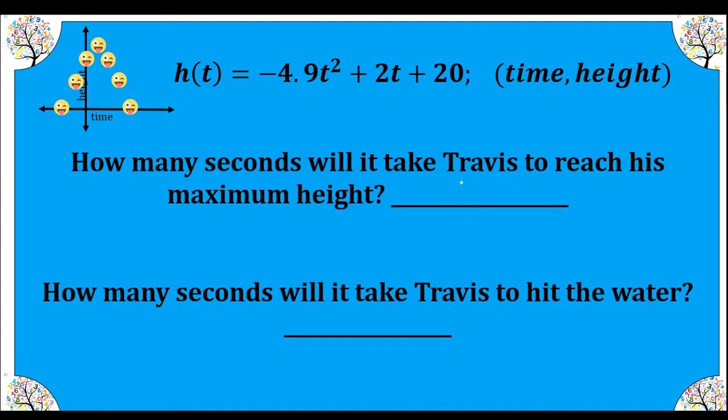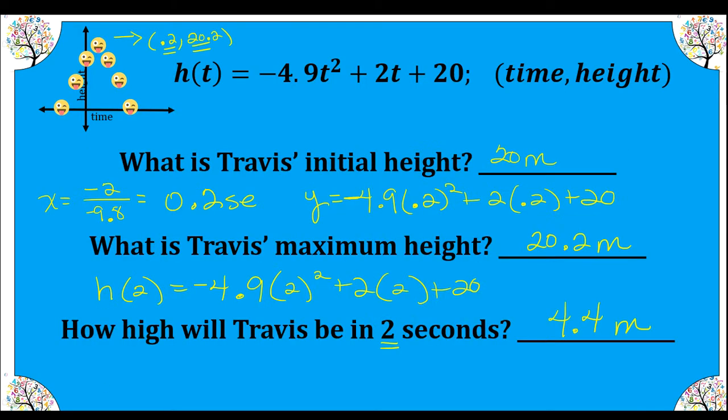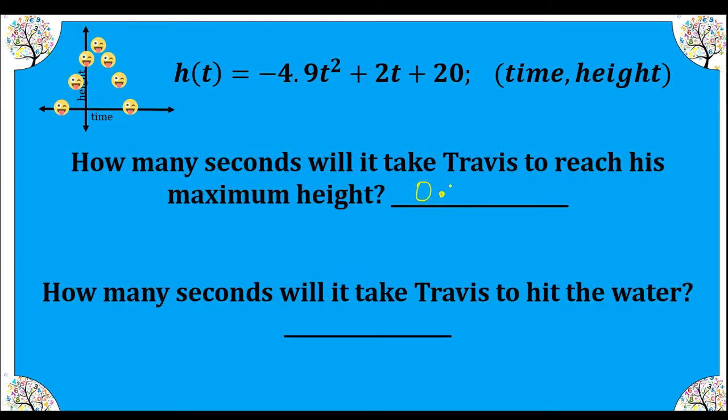How many seconds will it take Travis to reach the maximum height? Well, we just calculated that. That's the x part of our vertex. So 0.2 seconds. How many seconds will it take Travis to hit the water, to be at 0 meters? That's going to be an x-intercept. So we're going to use the quadratic formula.